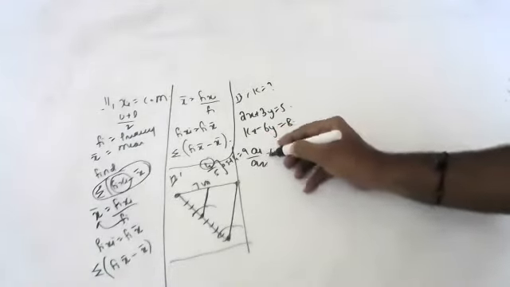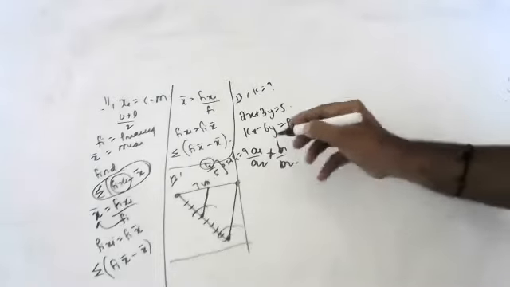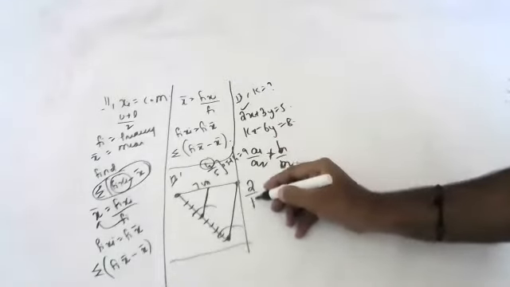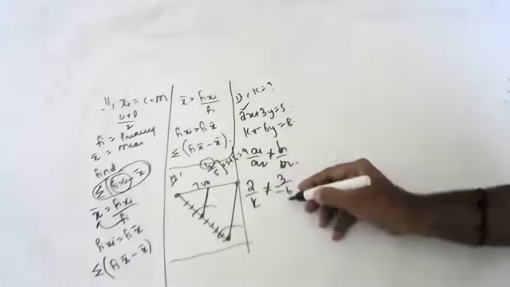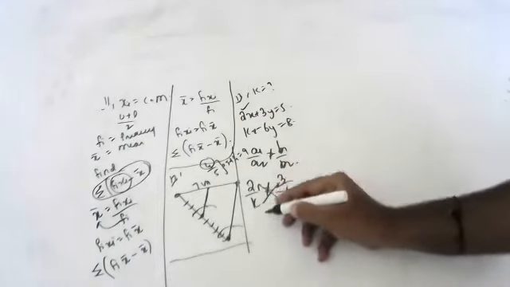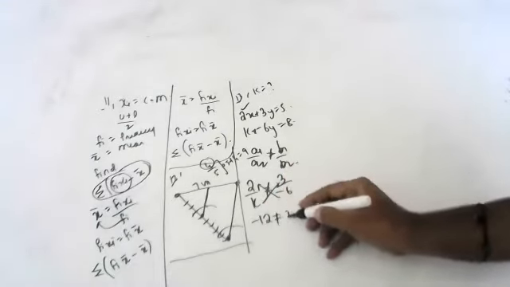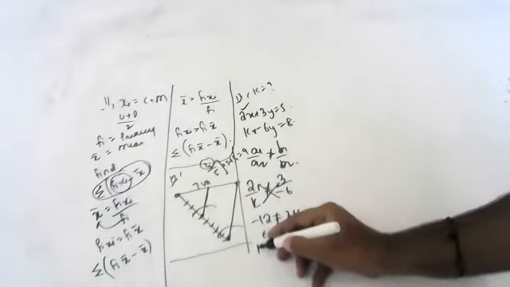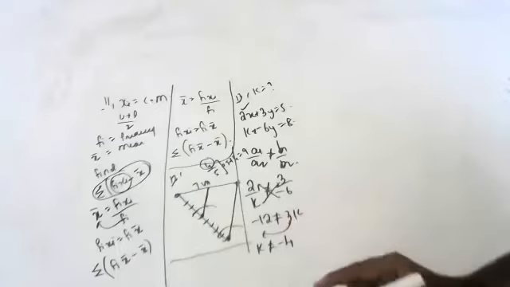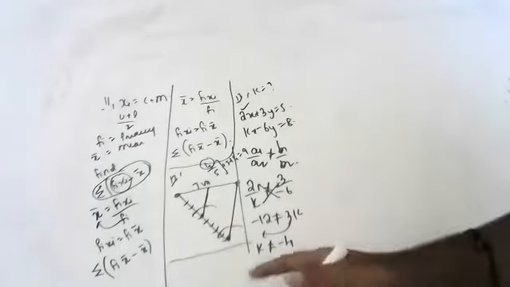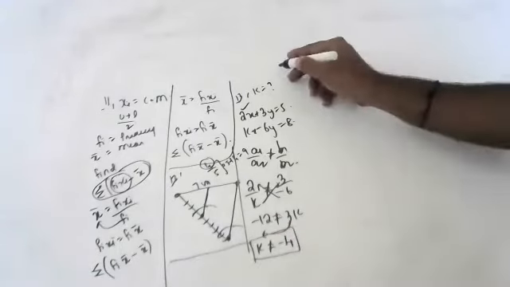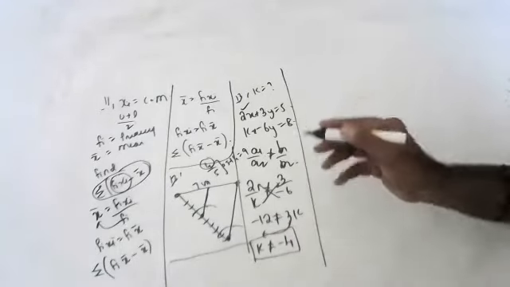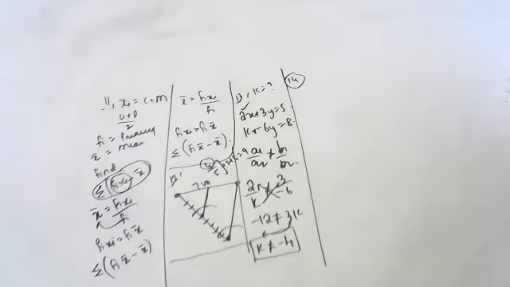a1 by a2 is not equal to b1 by b2. So 2 by k is not equal to 3 by minus 6. Bring this here. Minus 12 is not equal to 3k, so k is not equal to minus 4. Except minus 4, anything is okay. So k should not be equal to minus 4. Except minus 4, any number is okay. That is the answer.